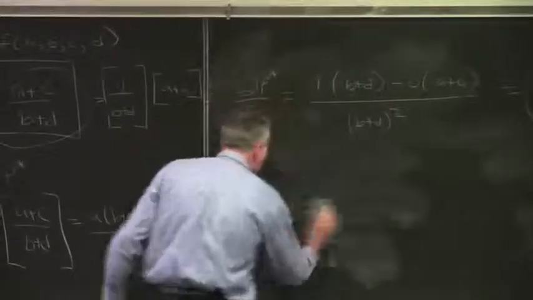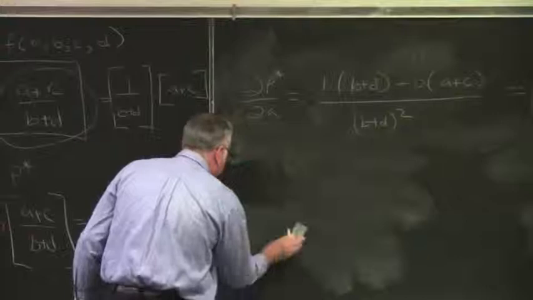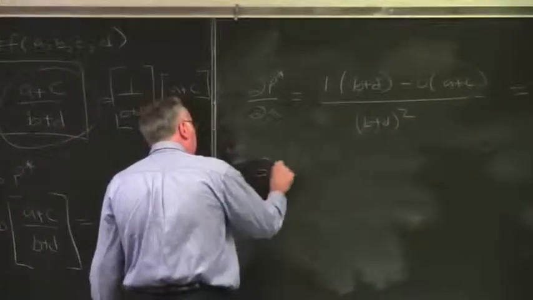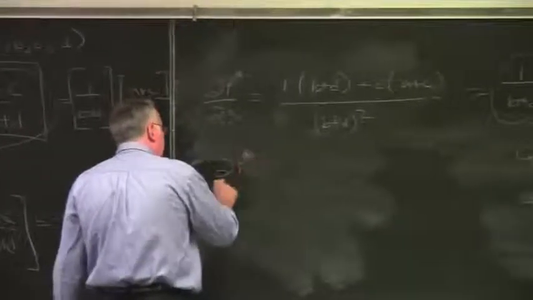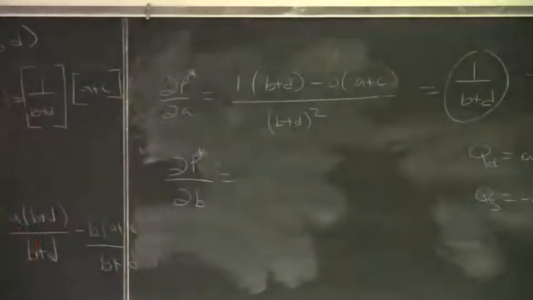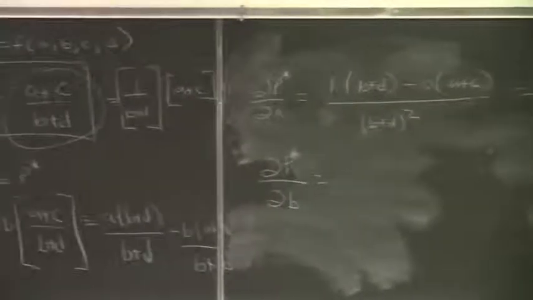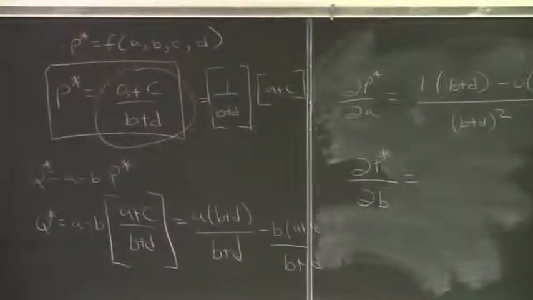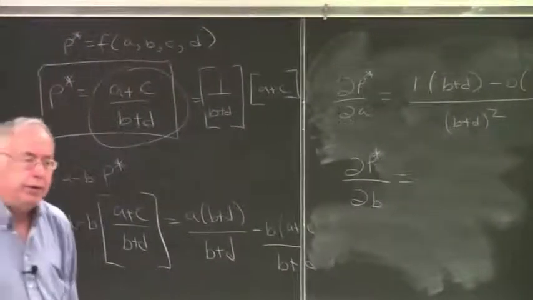The next one we're looking at is this one. This is a little more complicated. Partial P star, partial B. And again, let's go back to this expression right here. In order to get partial P star, partial B, what rule are we going to use? What rule of differentiation?